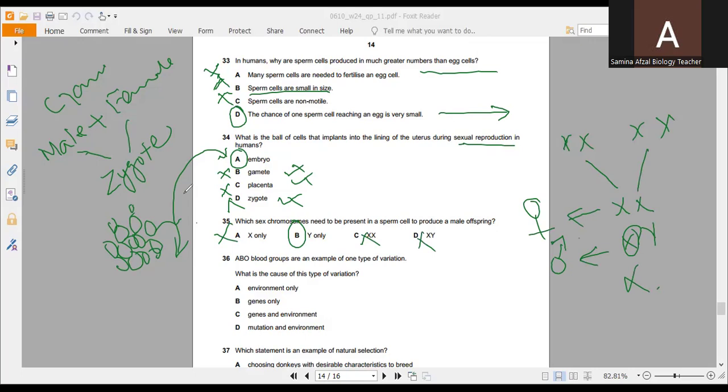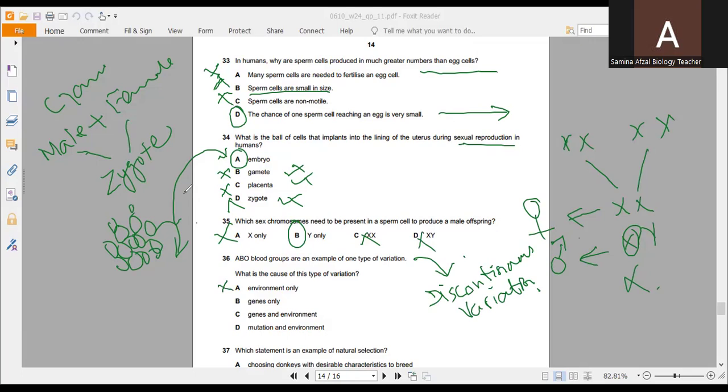ABO blood groups are an example of one type of variation, which is what is the cause of this type of variation? Type of variation is the discontinuous variation. What is the cause of this variation? The cause of this variation, environment only?